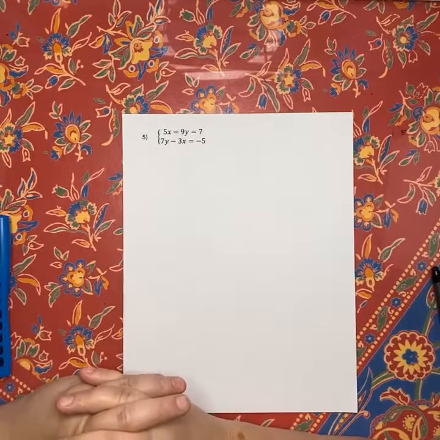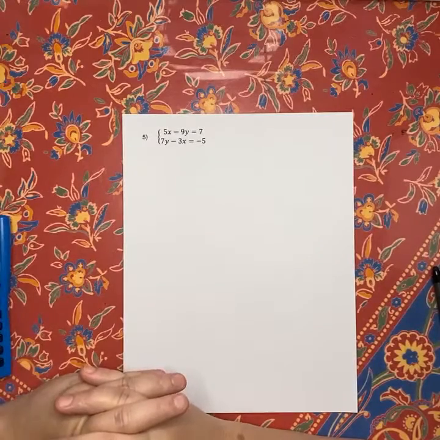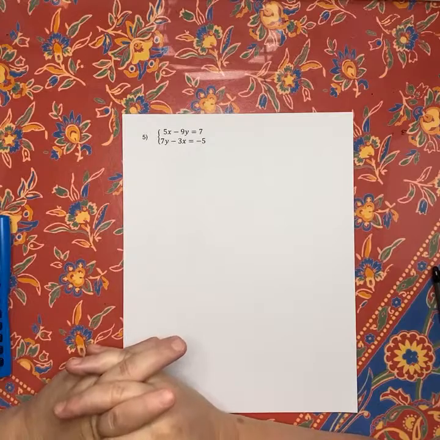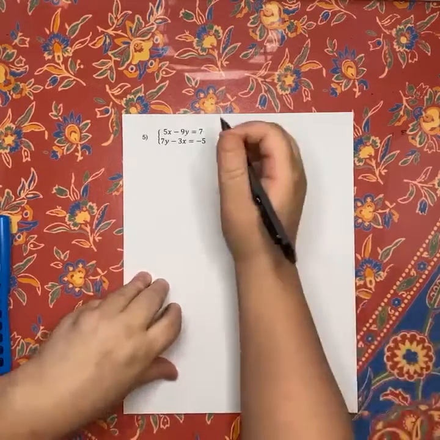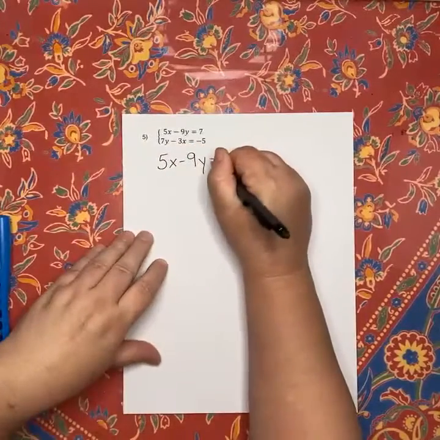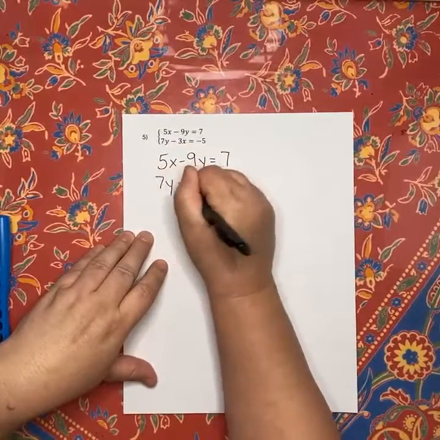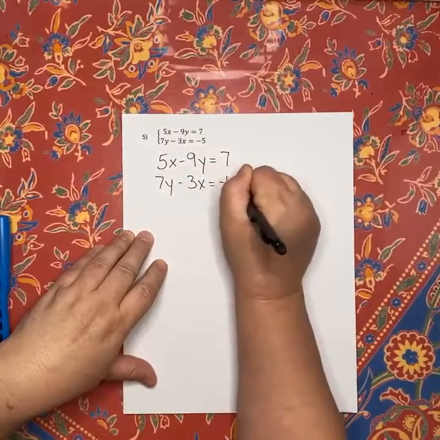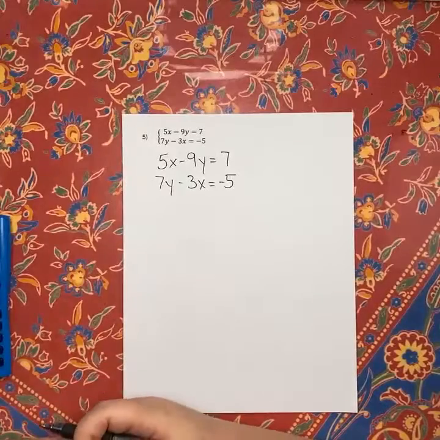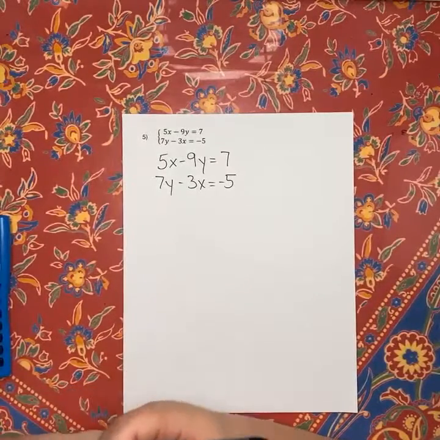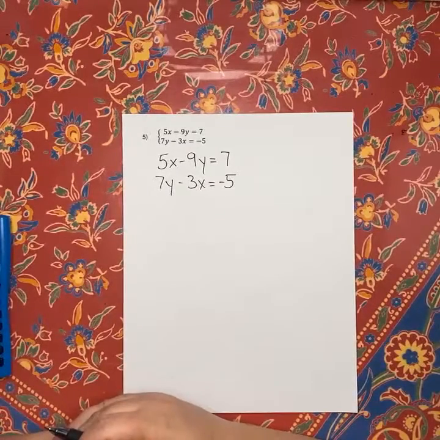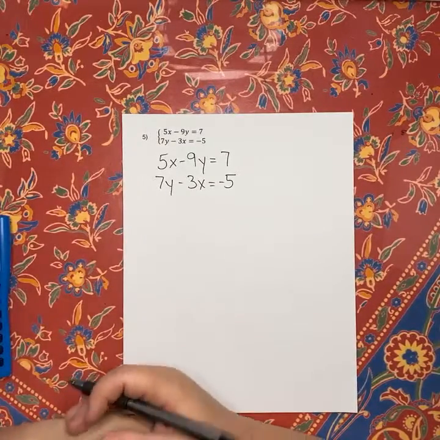Now, something you should know about me is if the problems suddenly get easier, you should be very, very suspicious. So I'll rewrite this one slightly bigger so you can see it better. 5x minus 9y equals 7. 7y minus 3x equals negative 5. Take a look at that, maybe pause the video, and tell me why you think this is a hard problem. A lot of people miss this. So let me give you a second.